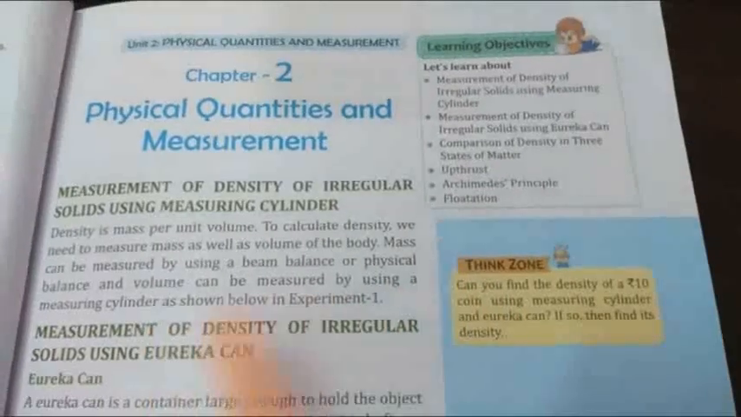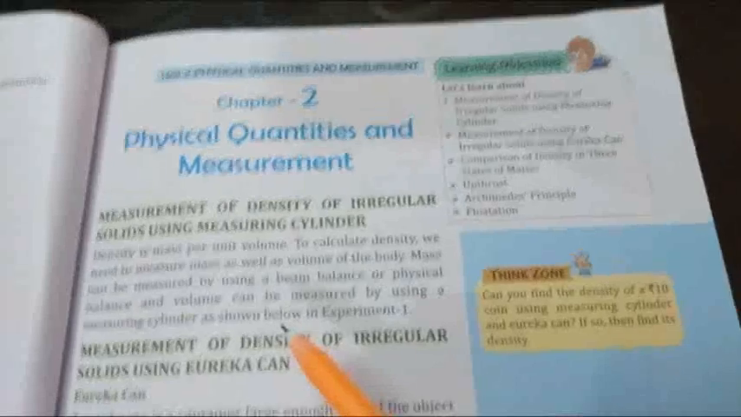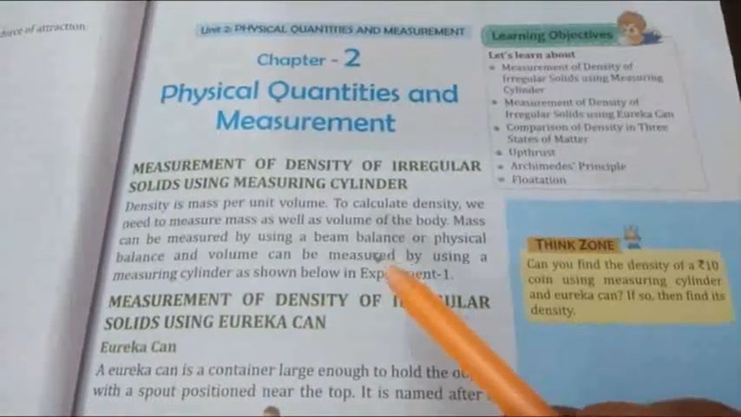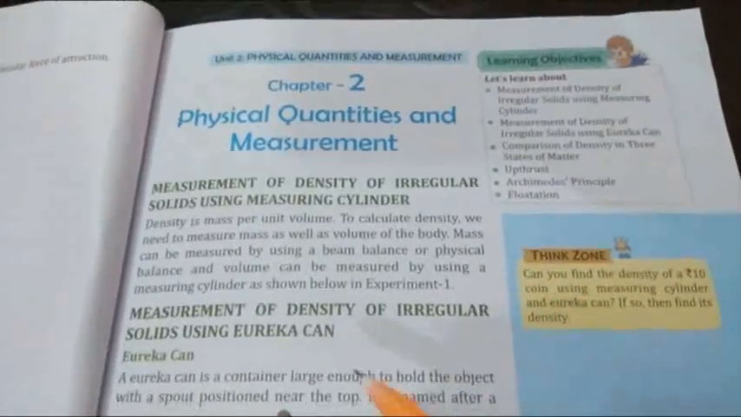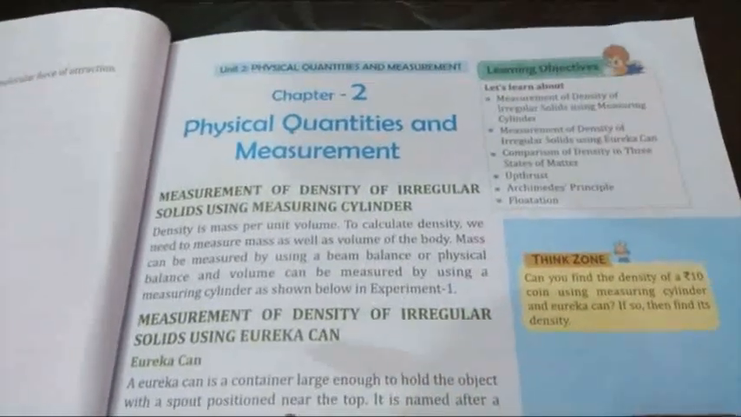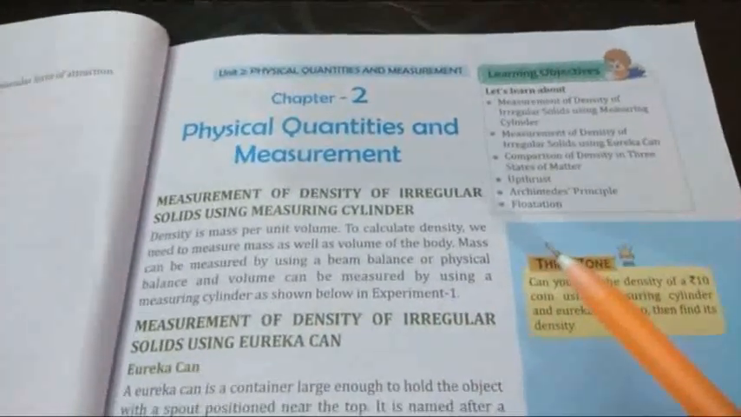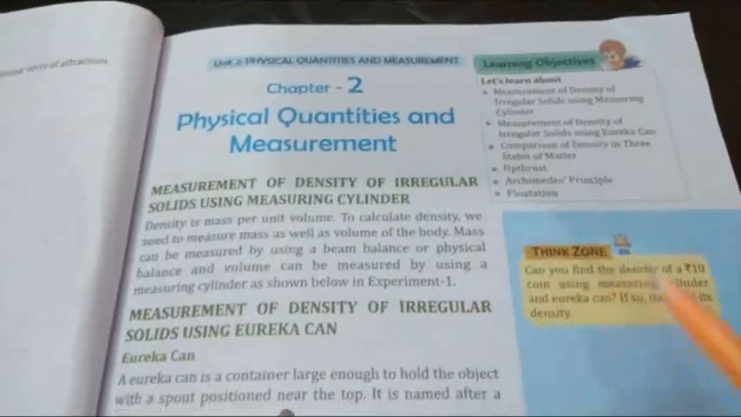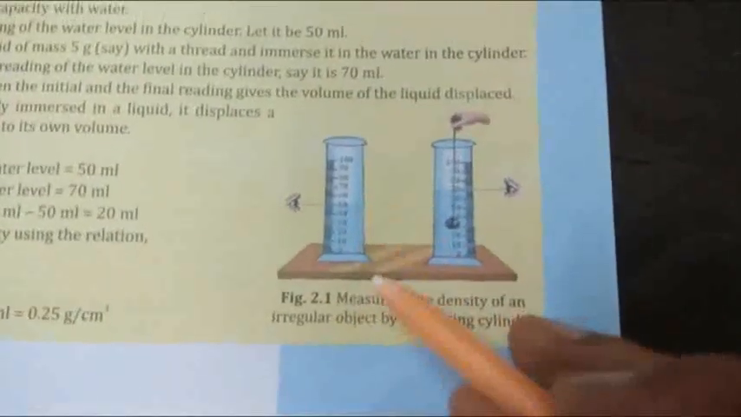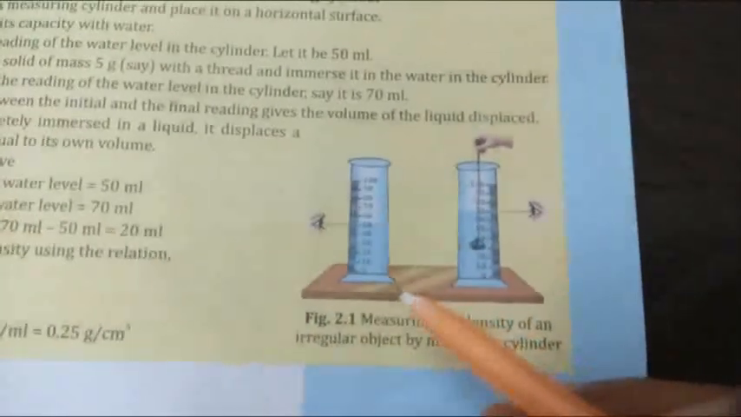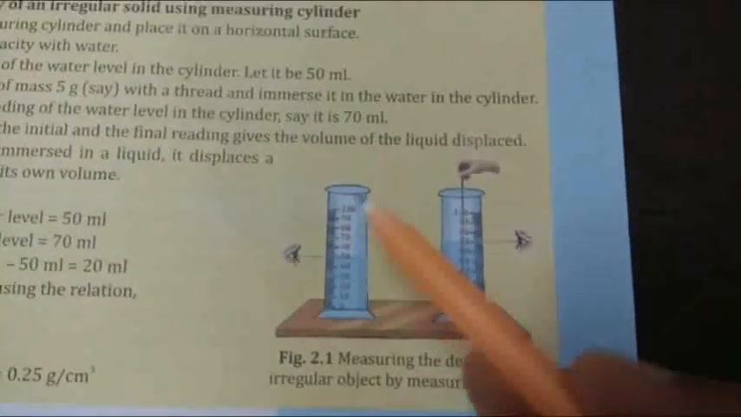First point is measurement of density of irregular solids using measuring cylinder. Already you know that density is mass per unit volume. That means D is equal to m by V. So to calculate density, we need to measure mass as well as volume of the body. Mass can be measured by using a beam balance or physical balance, and volume can be measured by using a measuring cylinder, which is shown here. Scale is marked here in the measuring cylinder.